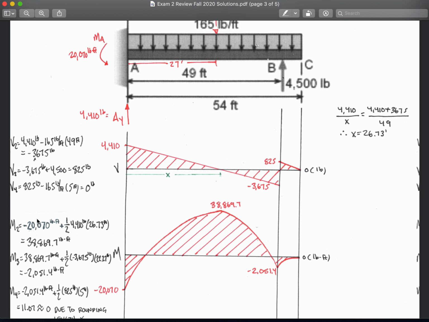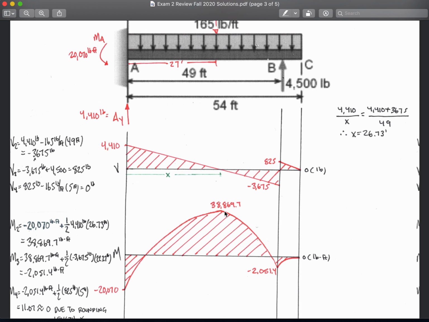Okay, so then now at moment location 2, which is this value, I've started where I left off, negative 20,070 pound-feet, plus this area, which is a triangle. So 1/2 the height of 4,410 times that distance I just obtained, 26.73. That equals 38,869.7 pound-feet. So that is that value.